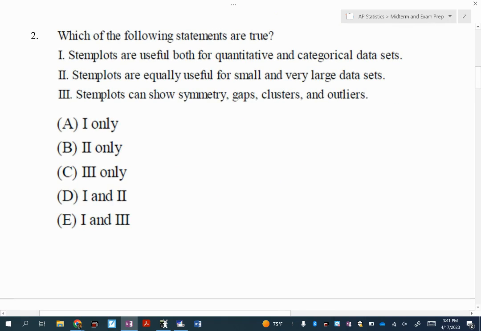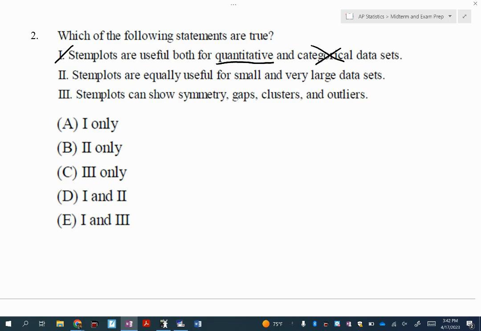Number 2. Which of the following statements are true? Stem plots are useful for both quantitative and categorical. I hope you know that this is false, right? Because stem and leaf plots should only be for quantitative, not categorical. So this is not true. Remember, categorical data, you're going to see two-way tables, segmented bar charts, things of that nature. Pie charts, which we never really use.